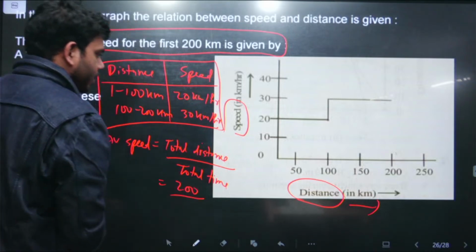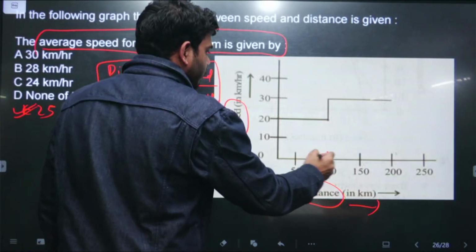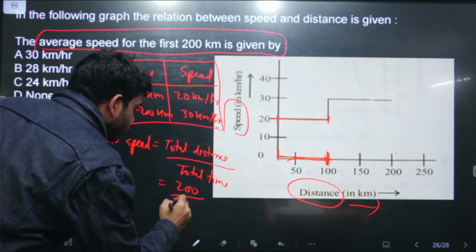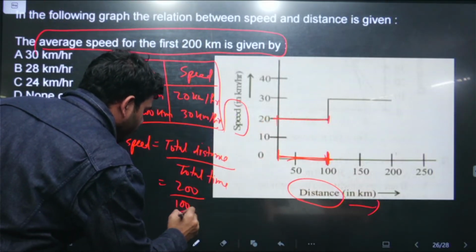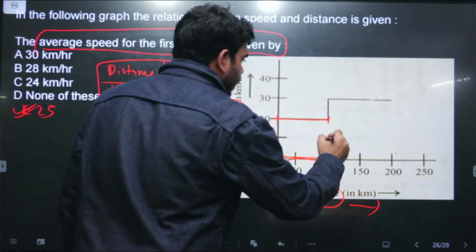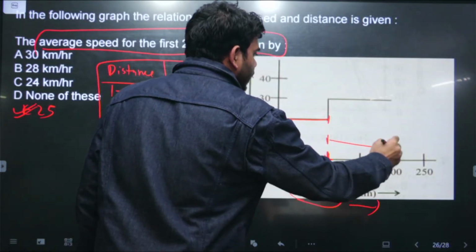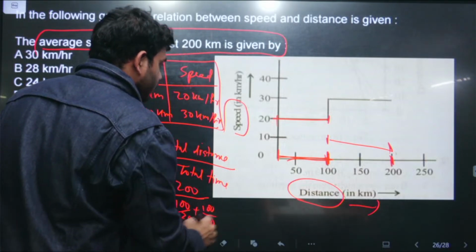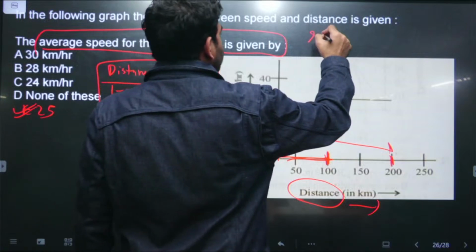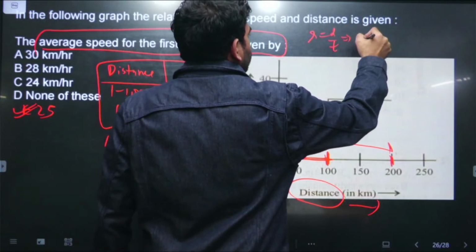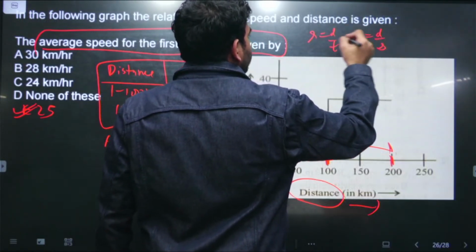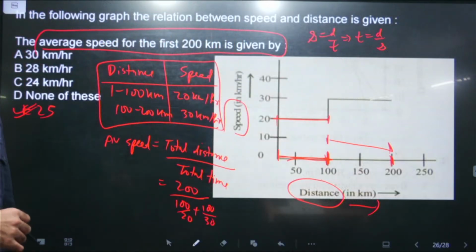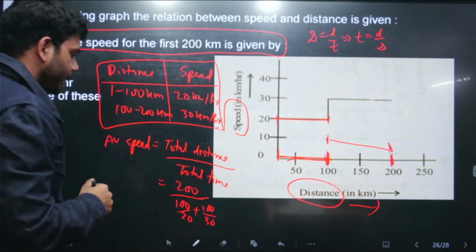This is the formula for average speed and इसमें हमको पता है the total distance is 200 kilometer total distance है, and for the first half up to this 100 kilometers in the first half the speed is 20 kilometers per hour. So the total time taken will be 100 upon 20, and for the second half the speed is 30. So speed is equal to distance upon time. So time is equal to distance upon speed, right?